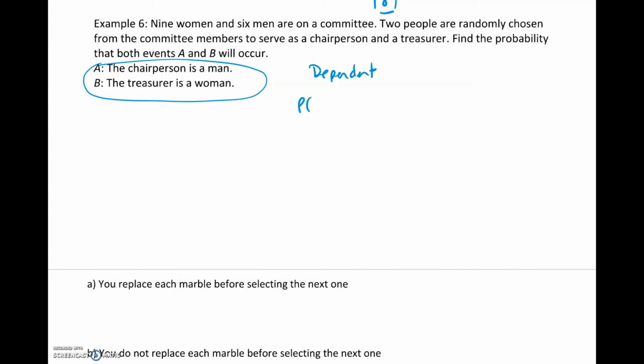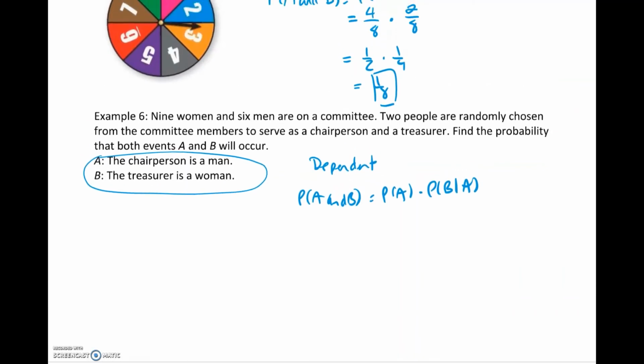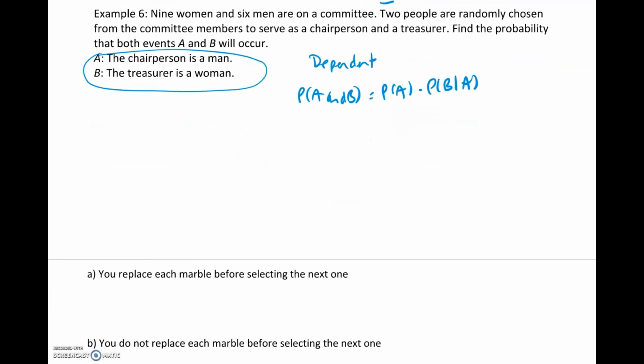So that means the probability of A and B is the probability of A times the probability of B given A, which is just a fancy way of saying now what's the probability of picking a woman out of the remaining 14 people. Okay, so again, let's start off at the beginning.